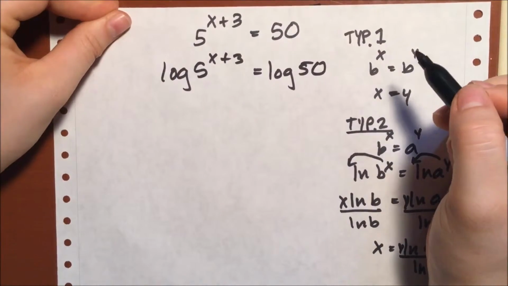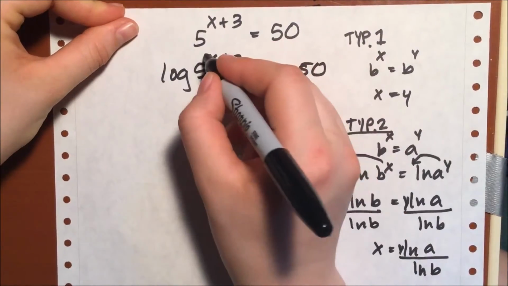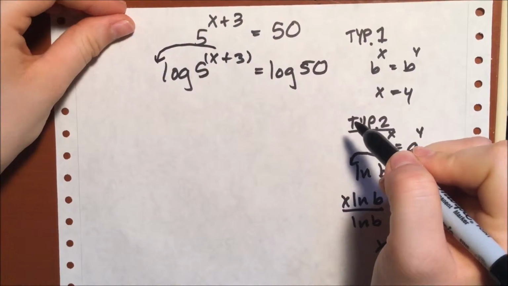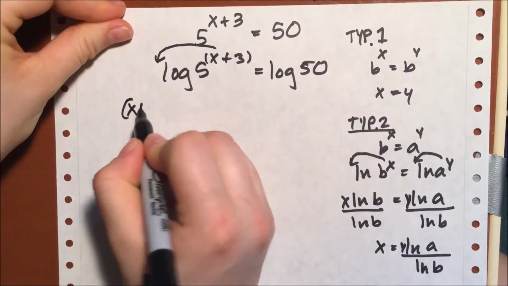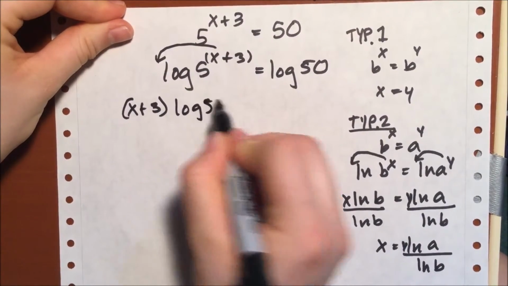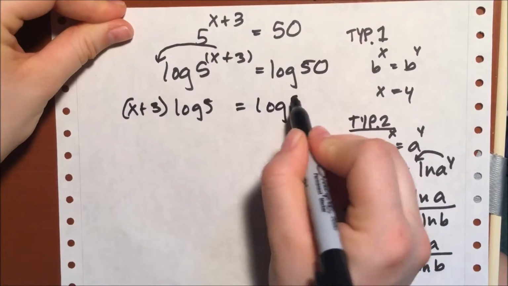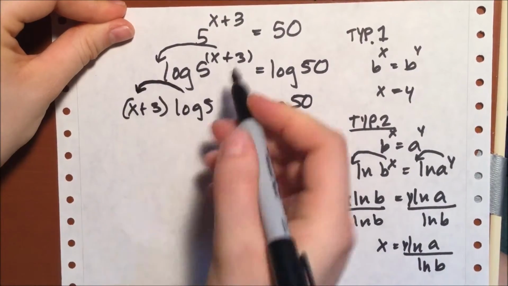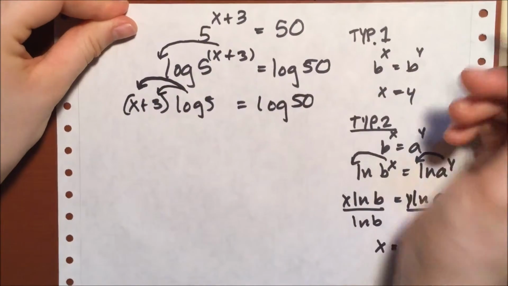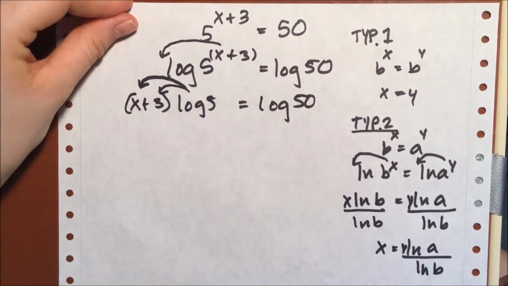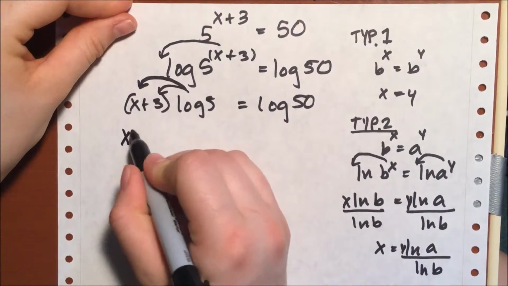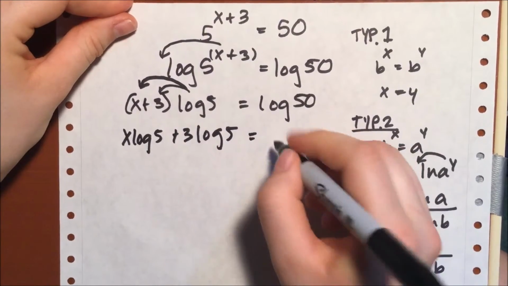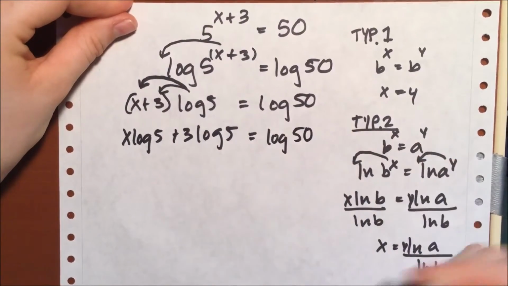Okay, and why did I common log both sides? Well, the reason is so that I can get my exponent in the front down, the normal rule, to solve for my x. So, using that rule, I get x plus 3 log 5 equals log 50. Okay, now I'm going to distribute in the coefficient right in front of my log. Okay, and so I get x log 5 plus 3 log 5 equals log 50.